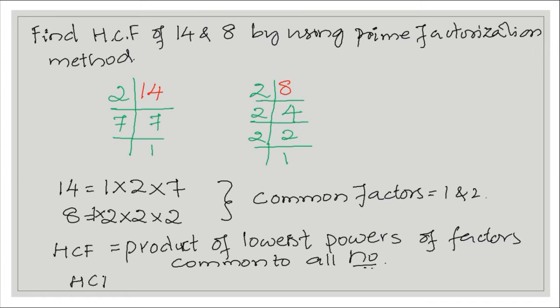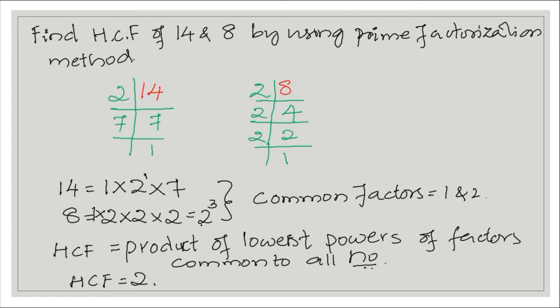Therefore, here the highest common factor is 1 into 2, nothing but 2. Here 2 is having lowest power as 1. Here the power of 2 is 2 raised to the power 3. Here the power of 2 is 1. So I need to consider this particular number. So the highest common factor is 2.